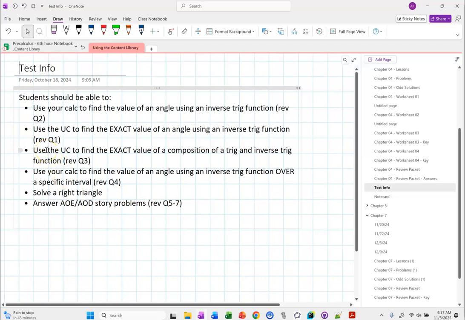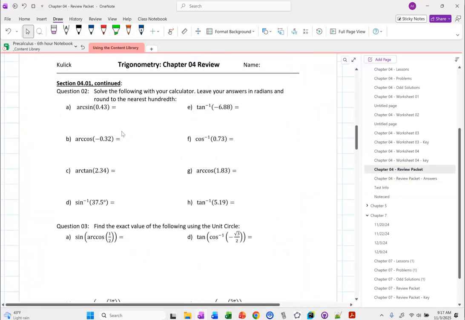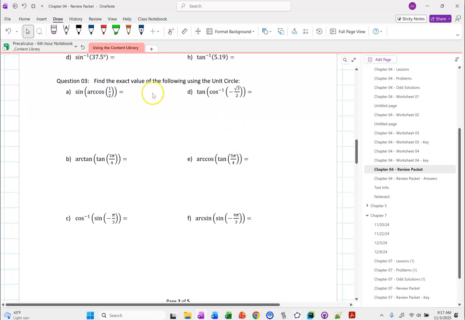You should be able to use your unit circle to find the exact value of a composition of a trig and inverse trig function, like review question number 3. So if I look at question number 3 here from the review, you should be able to do stuff like this.